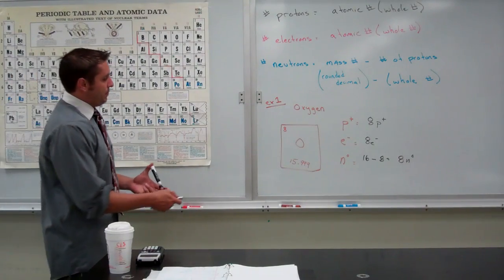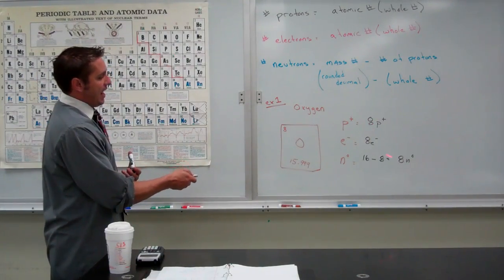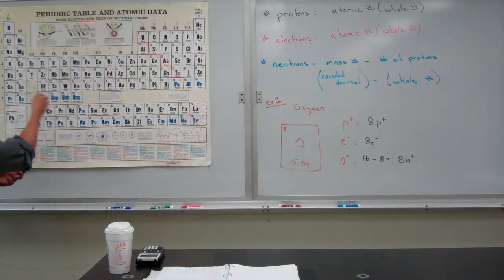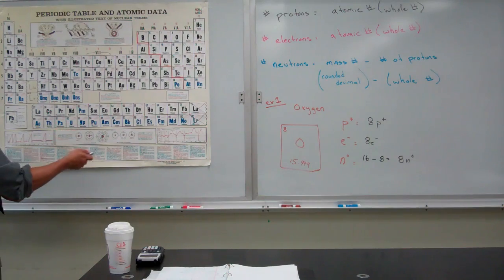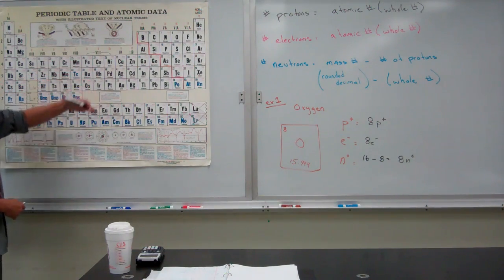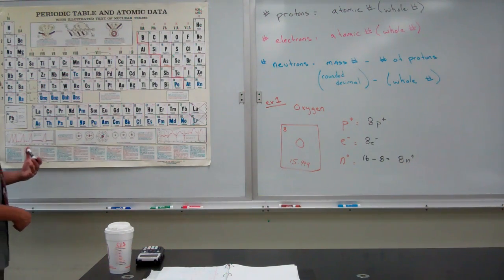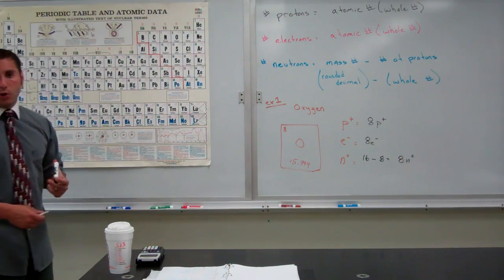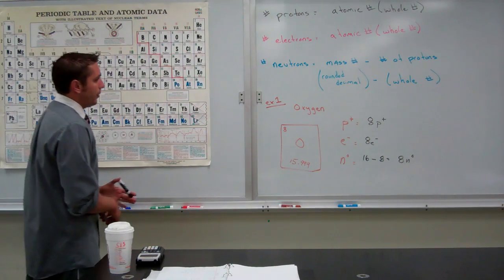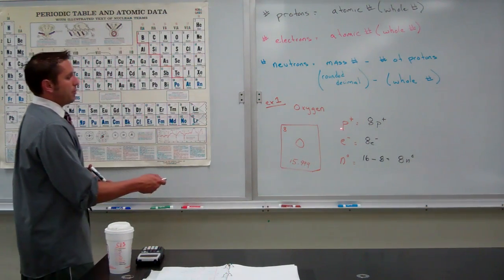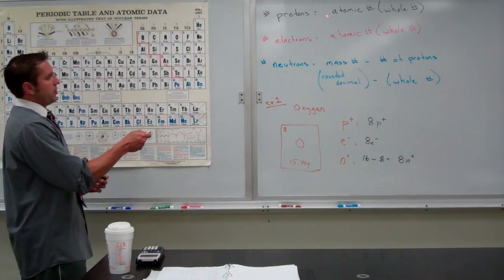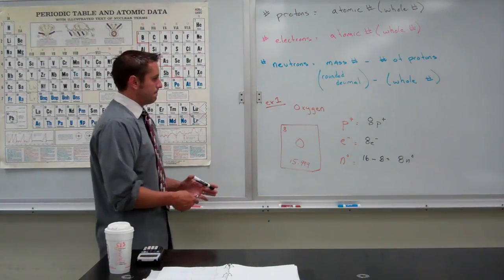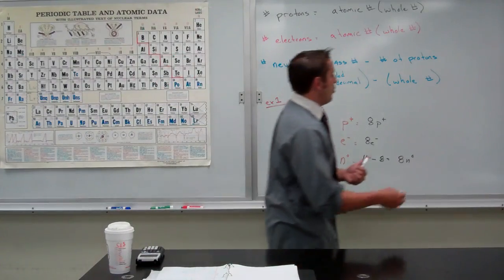This will not always be the case that they all match 8, 8, and 8. You'll find that that is pretty common for elements in the first 2 to 3 rows, but as you push down the table further and further, you will see that the neutrons tend to exceed the protons and the electrons as we go. So the protons, atomic number, electrons, atomic number, and you do a mini math problem to get your neutrons. Let's take a look at a couple more.